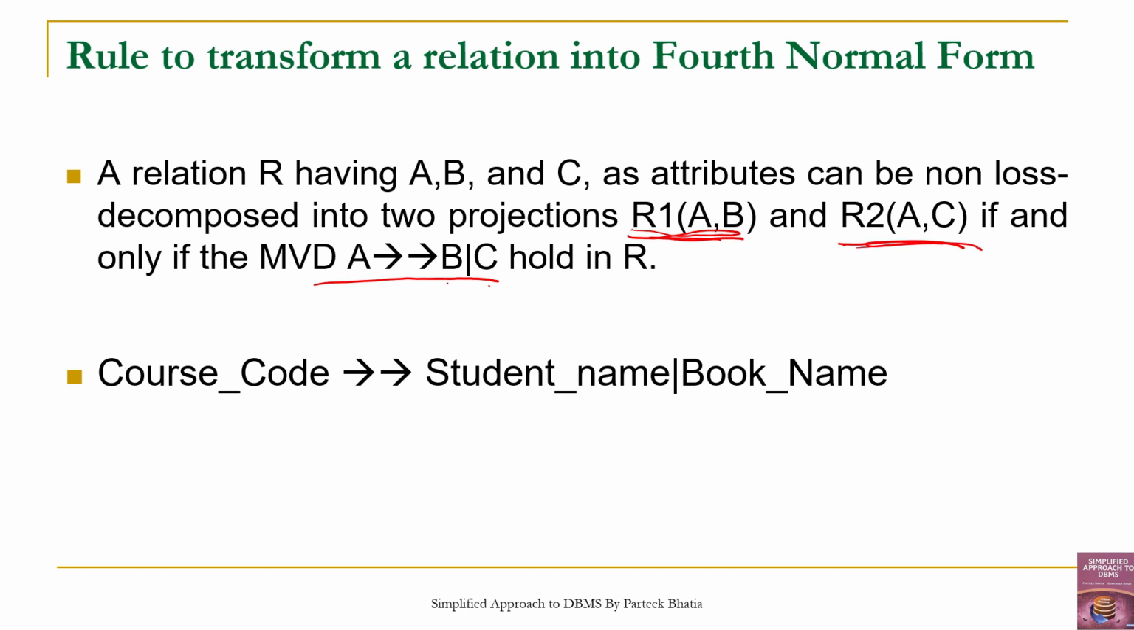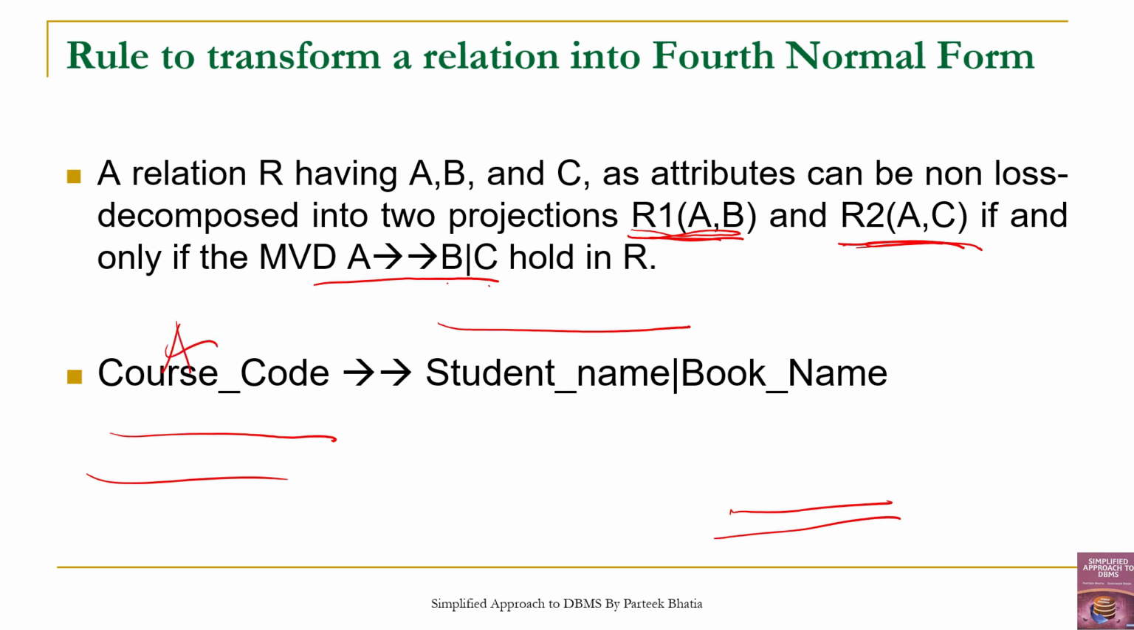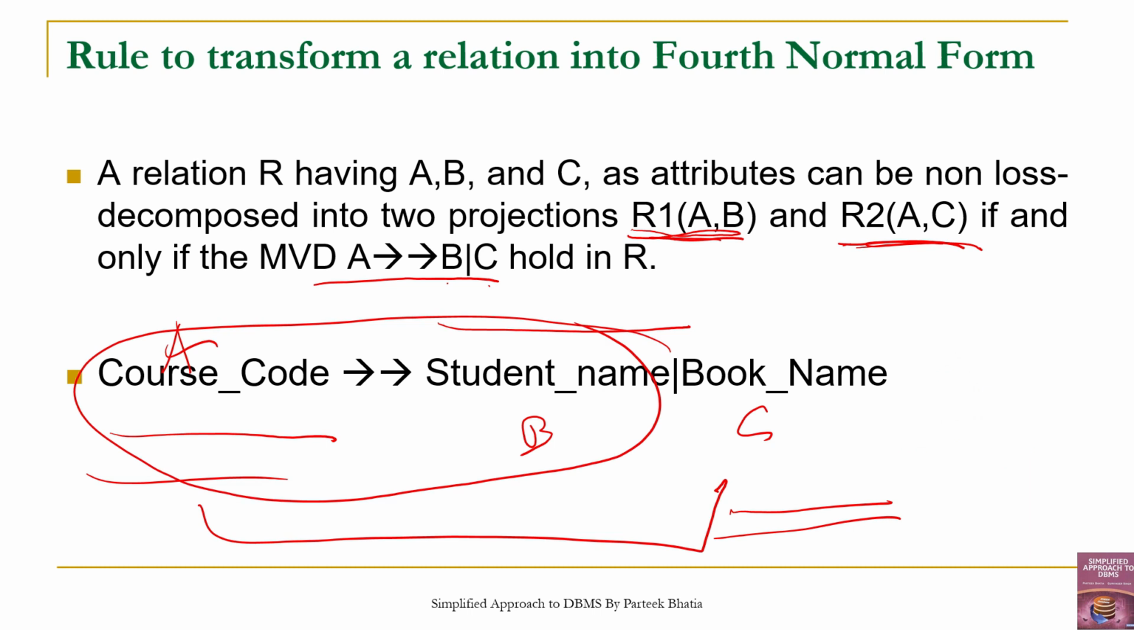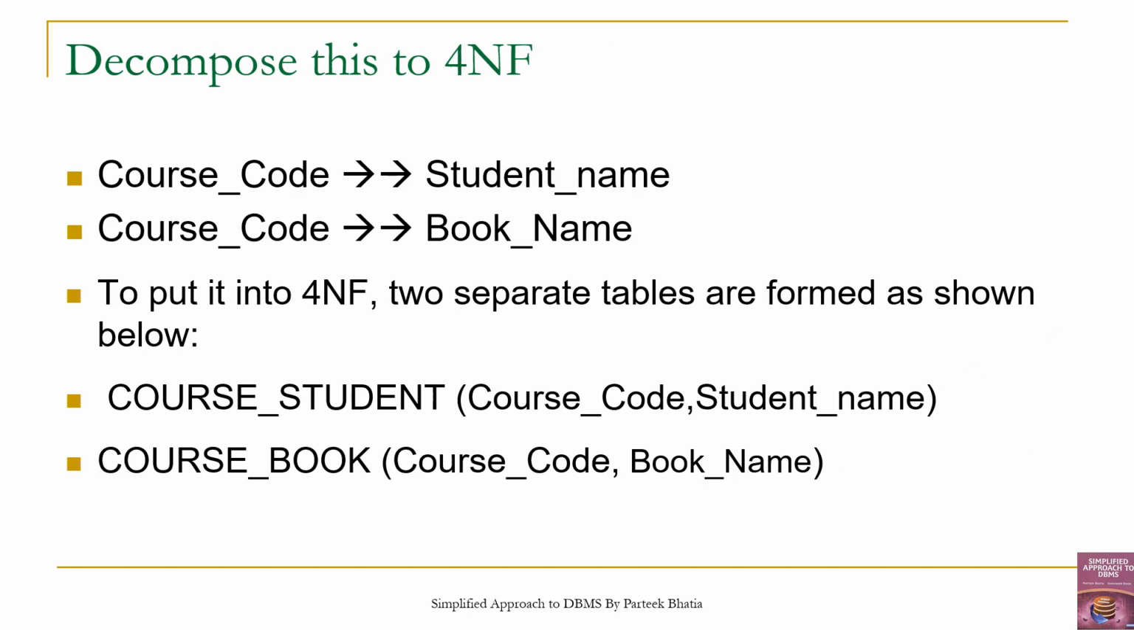So according to this rule, we have here course code. For given course code, we have multiple values of student name. For given course code, we have multiple values of book name. So this is my A, this is B, and this is C. I have to create one table for course code and student name and another table for course code and book name.